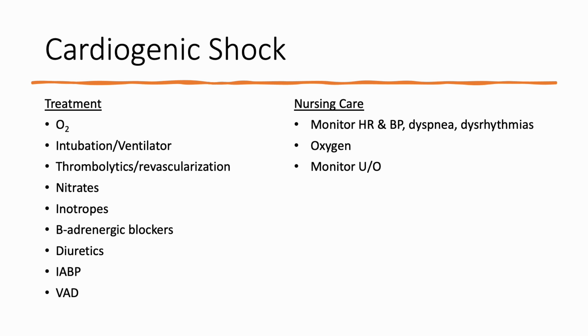And sometimes your patient might require intra-aortic balloon pump, IABP, or ventricular assist devices, or VAD, to support circulation in severe cases. Nursing care involves monitoring the heart rate, blood pressure, looking for dyspnea and dysrhythmias, provide oxygen and monitor for its effectiveness. But you also want to very closely monitor your urine output to assess kidney function and fluid status.